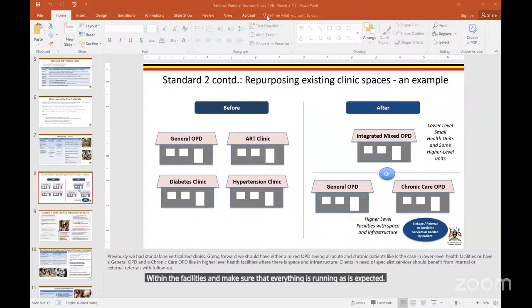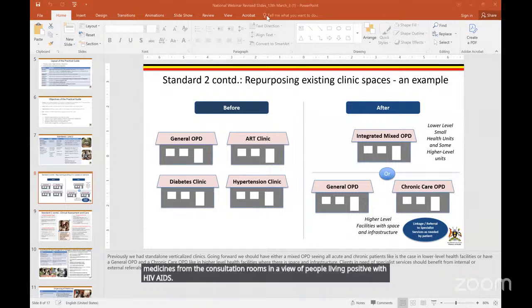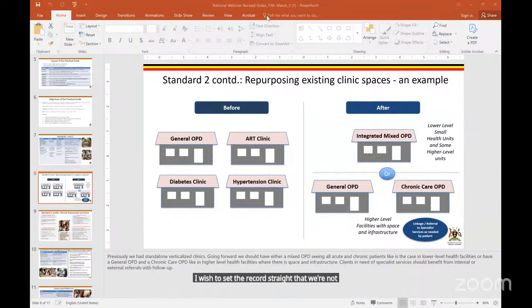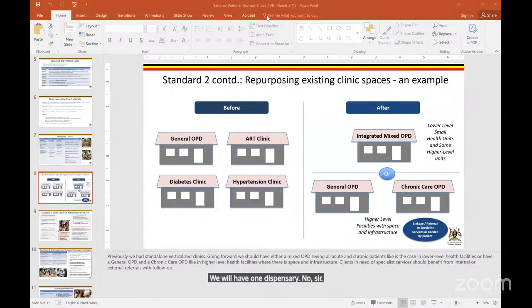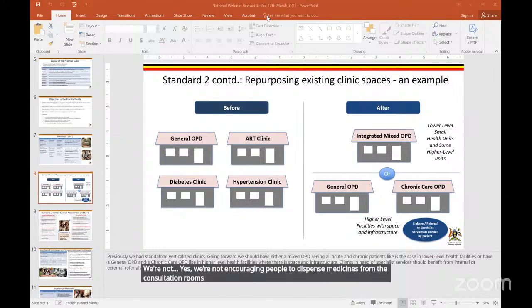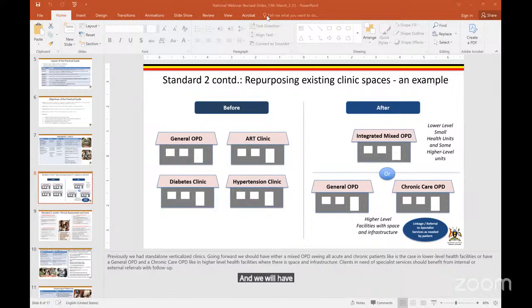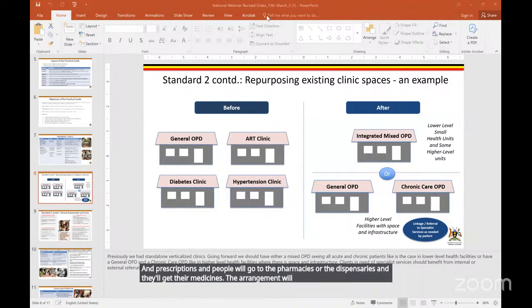Chair, there was another concern that was speaking to the aspect of dispensing of medicines from the consultation rooms in view of people living positive with HIV/AIDS. And I wish to set the record straight that we're not encouraging people dispensing medicines from the consultation rooms. We will have one dispensing area, and we will have consultation rooms for consultations and prescriptions, and people will go to the pharmacies or the dispensaries and they'll get their medicines. The arrangement therein will depend on how we set our dispensing windows, just to make sure that we're able to possibly serve our patients better.